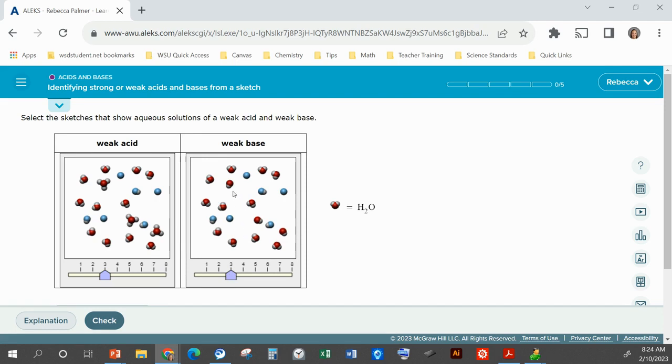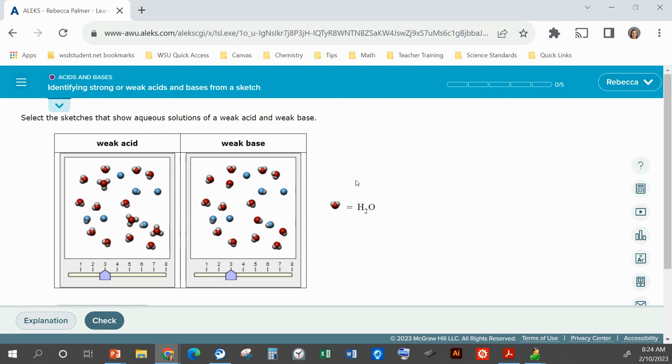Okay, here's the weak base. Because we have ammonia, which they're representing as the blue. And then we have some base that accepted a proton. So blue plus a proton. And then we have some water that we lost the proton from. So this is our hydroxide. So this gave a hydrogen to the base. Does that kind of make sense?